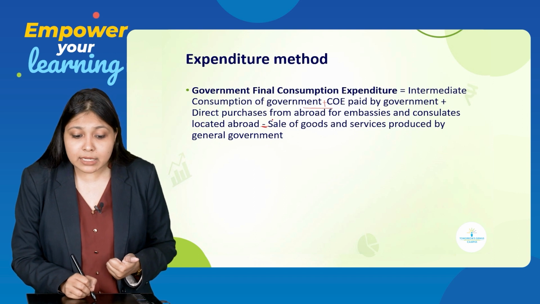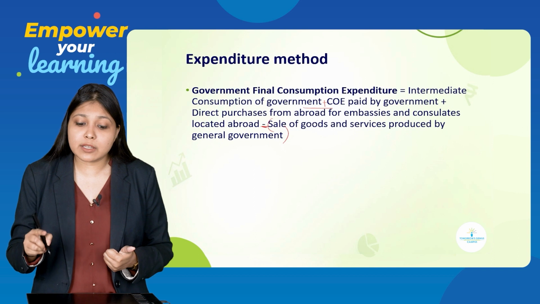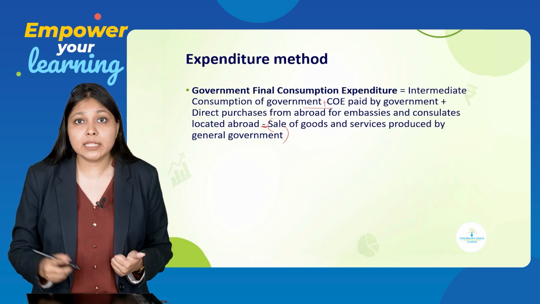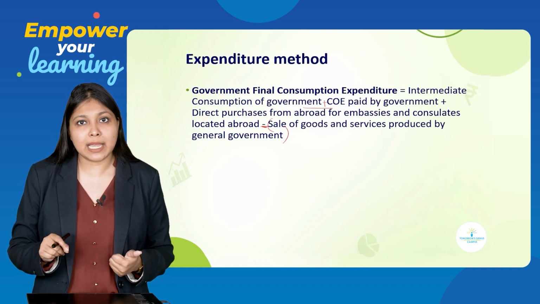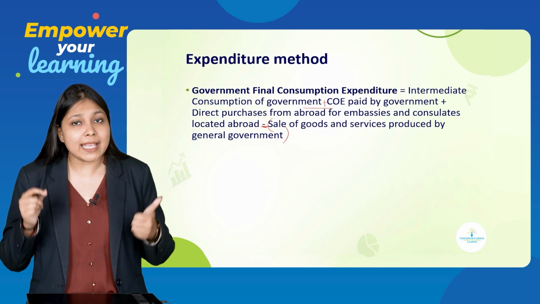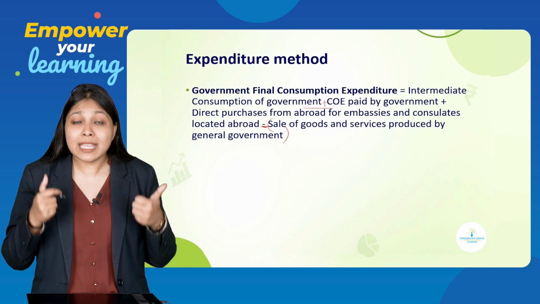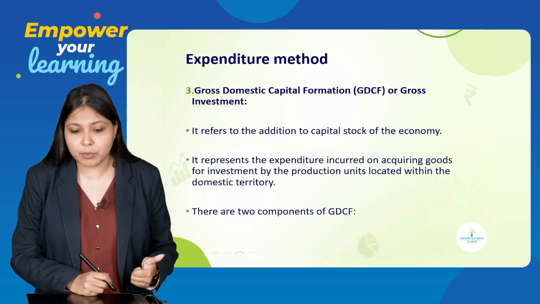Now, why are we subtracting this particular thing? Because the sale of goods and services produced by the general government will be nothing but the profit for the government. So we are not going to calculate profit here. Profit is nothing but income for the government. As we are talking about the expenditure method, we are not going to consider the incomes of the government. That is why this will be the formula.